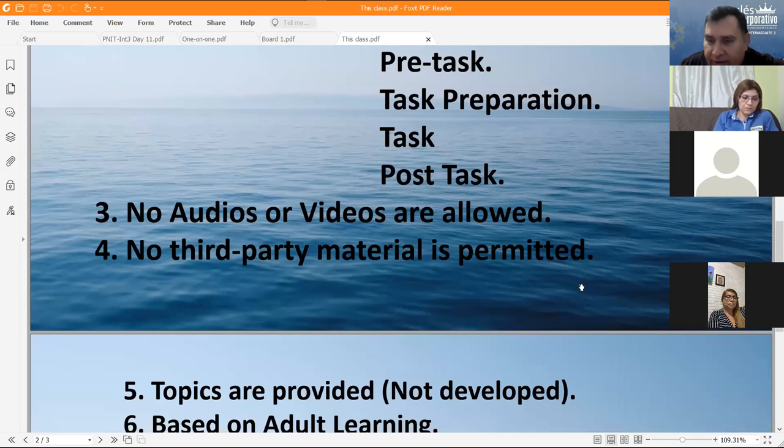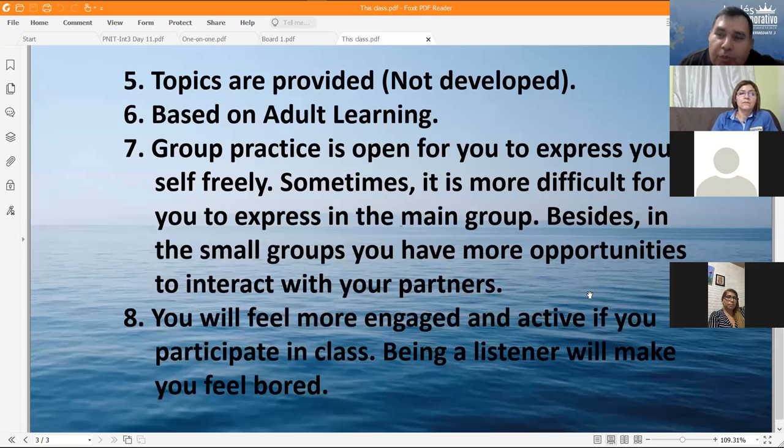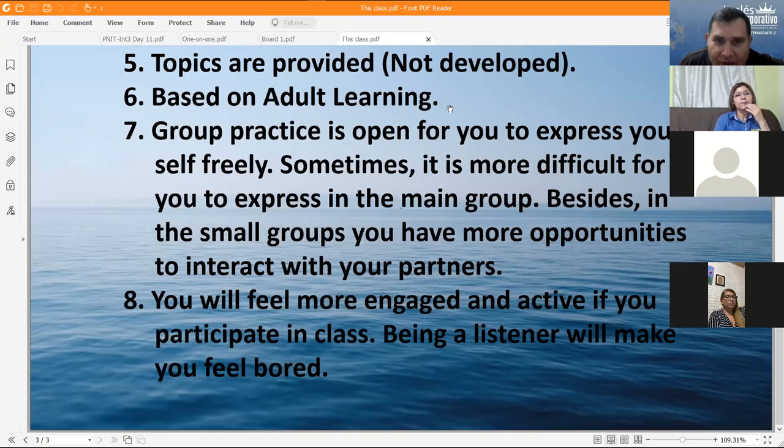Okay, now the topics that we develop in the class are given to me. They give me the topics, but they are not developed. They give me, this is the topic that we have to study. And so I have to investigate, get the information, prepare the class, and share the information with you. I try to simplify it because I know that you are not marketers or business people, and probably you're not very interested in that. However, these are the topics, and I have to teach those topics, right? And these topics are based on adult learning. So it means that the processes are serious.